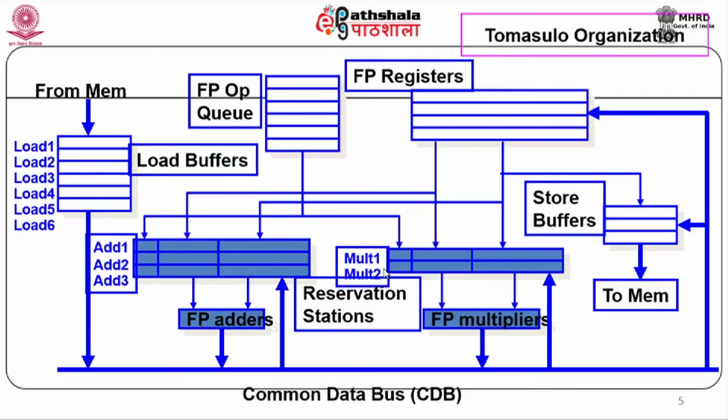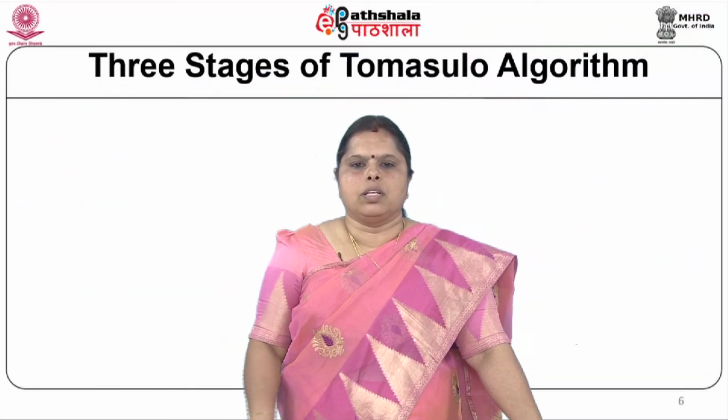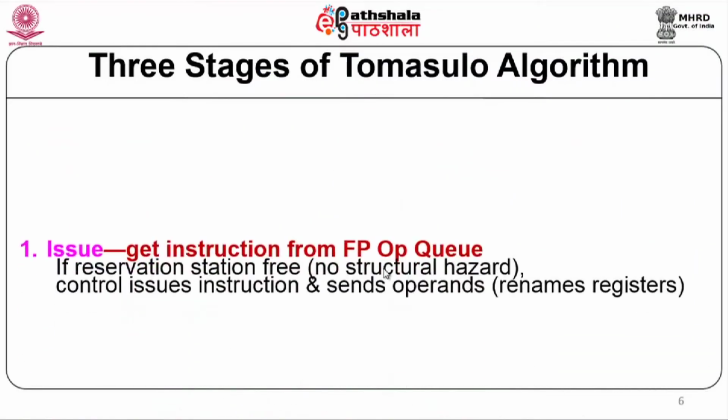functional unit. You have load buffers which will store all the information about load instructions. You have store buffers which will store information about the store instructions, and all the functional units are connected by means of a common data bus. The common data bus broadcasts the data. This will go to your reservation station entries as well as the floating point register file.